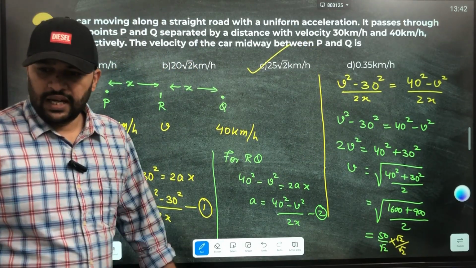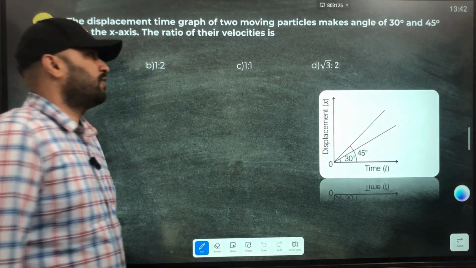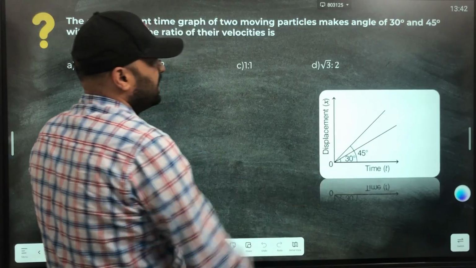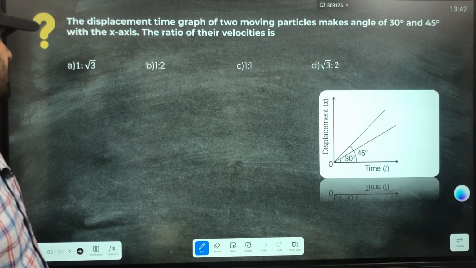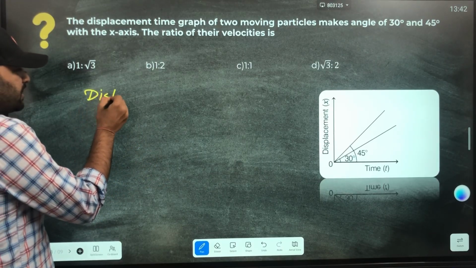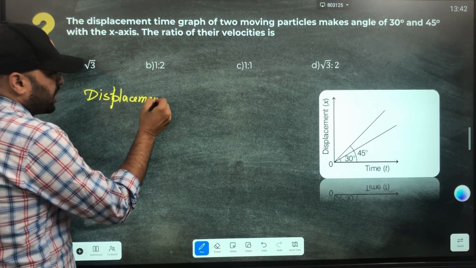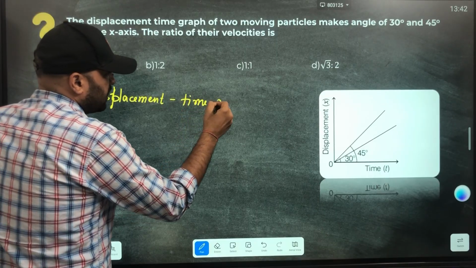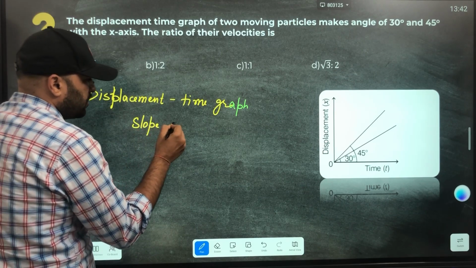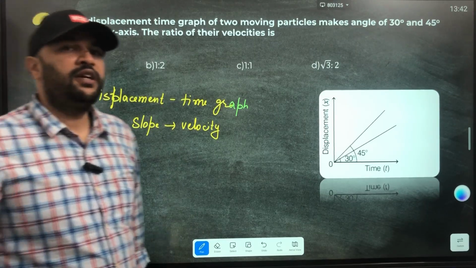Let's move to our next problem. So our next problem is this one. Okay, so we got the first graph problem from PYQ. The displacement time graph of two moving particles makes angle 30 degree and 45 degree with the x-axis, the ratio of their velocities, right? Now, if we are given a displacement time graph, I'm just recalling the concept here: in case you don't know, the slope will give you velocity. The slope of a displacement time graph will give you what? Velocity.